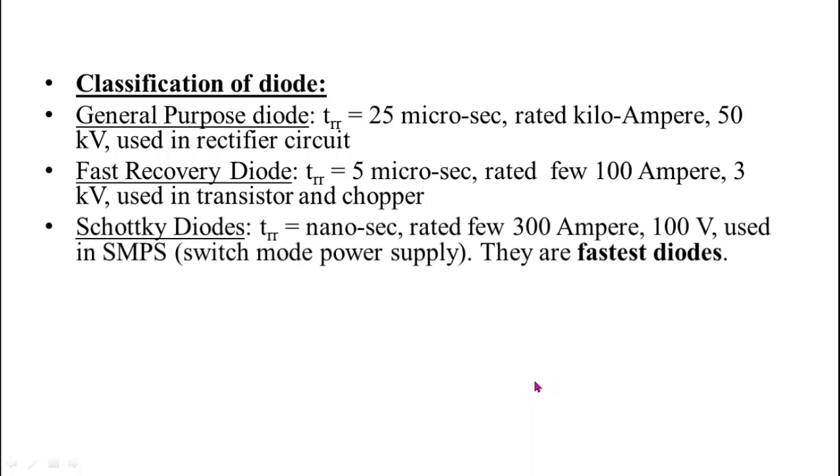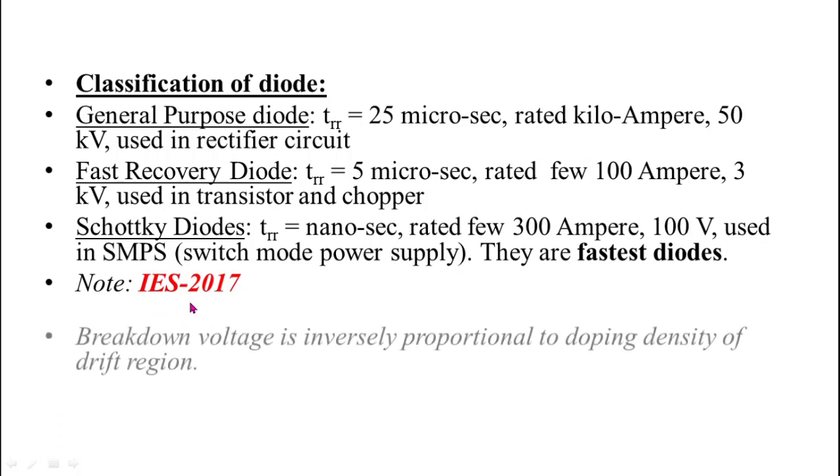Third one is the Schottky diode. For them, TRR is nearly equal to nanosecond. Rated for a few 300 amperes, 100 volt, and they are used in SMPS, that is switch mode power supply. They are the fastest diodes. You must remember all these 3 points. There is no need to remember all this rating. Only you have to remember the time TRR. And you have to remember that Schottky diodes are the fastest diode. This has been asked in ES 2017.